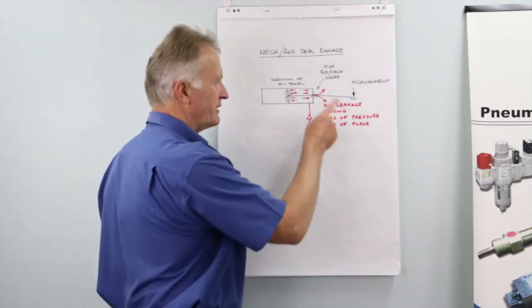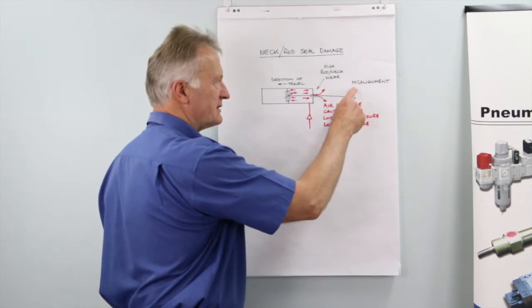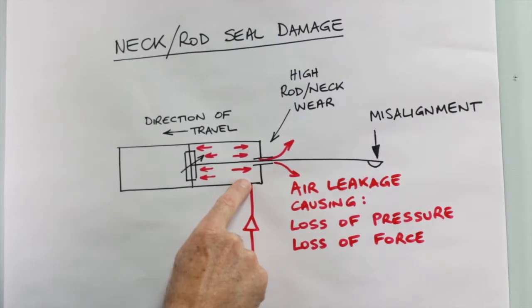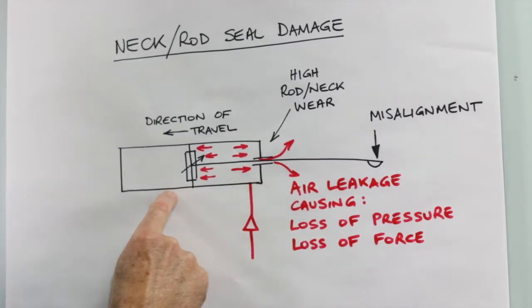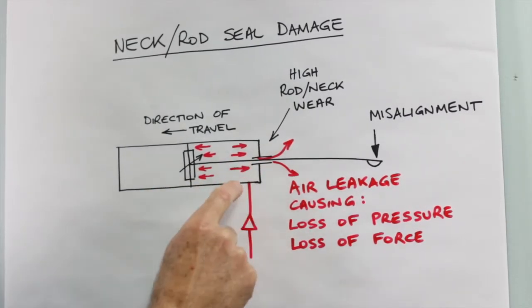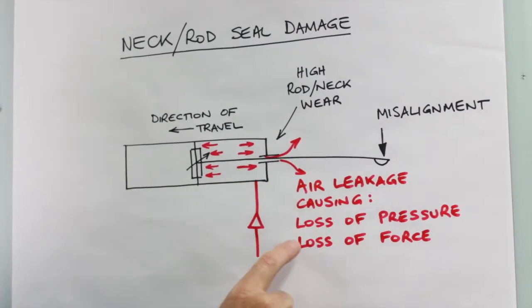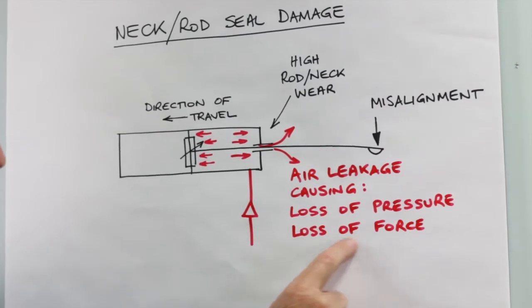Here we have a diagram showing what the effects of misalignment can be on an air cylinder. In this case, we've got air coming in and retracting the cylinder. Because of misalignment, we're going to get a high wear rate in this area, causing the seals to eventually leak, and we're going to get a loss of pressure and a loss of force.